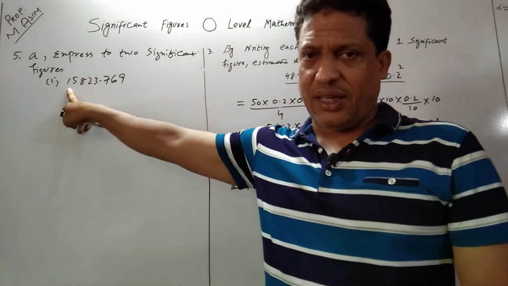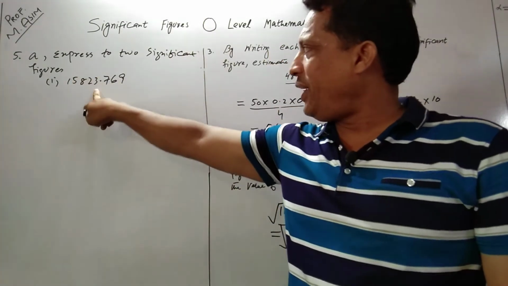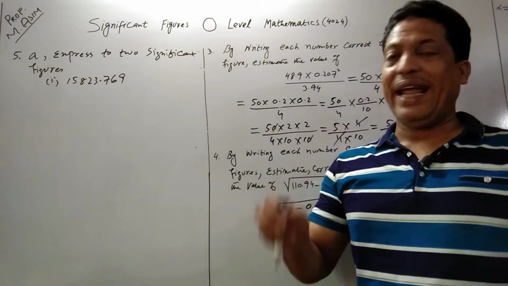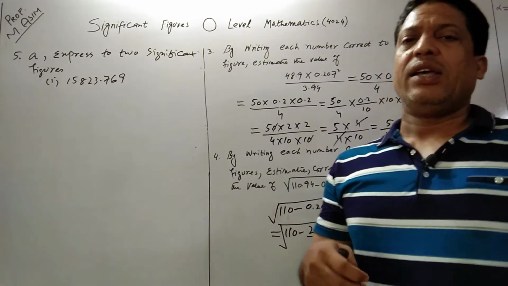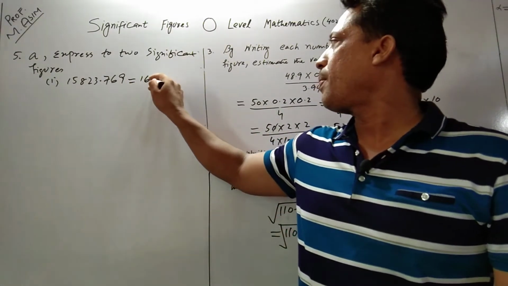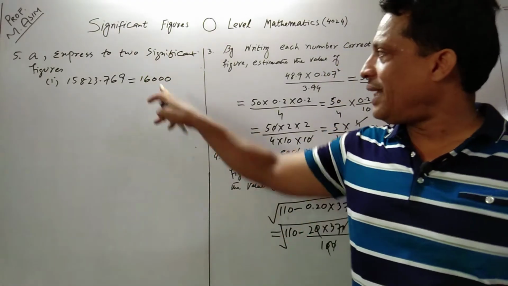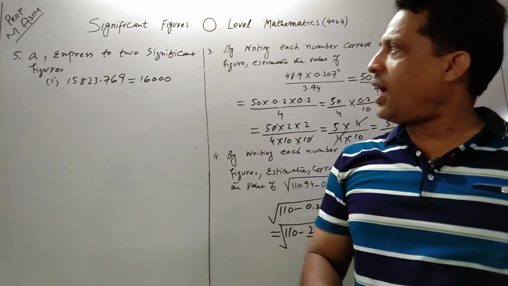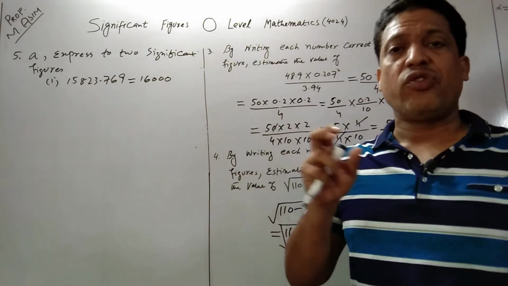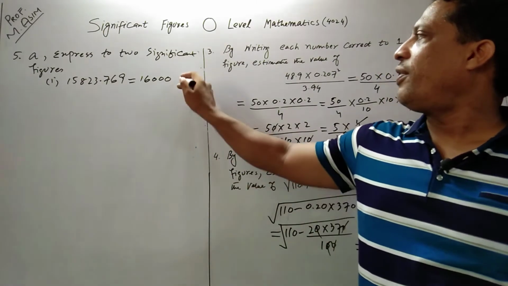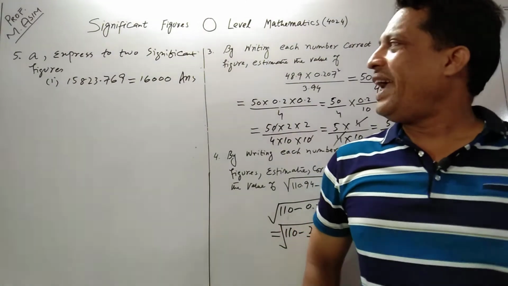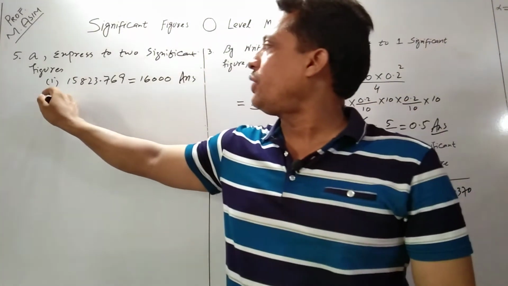This is 15,823.769. So 15,823 is very closest to 16,000, and in 16,000 there are only 2 significant figures because all these 3 zeros have no significance. Therefore our requirement has been fulfilled. 16,000 is very closest to 15,823.